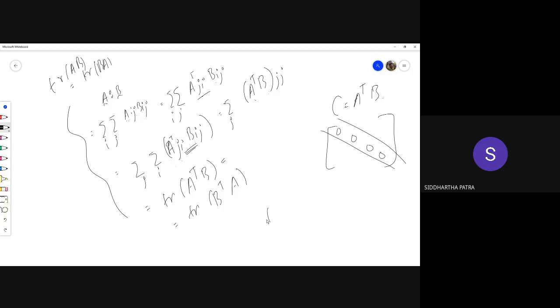Because trace of AB is summation over i, AB ii, which is summation over i, summation over j, aij, bji. Then I can do this. I can change the order of summation. If I do change the order of summation, what will happen?